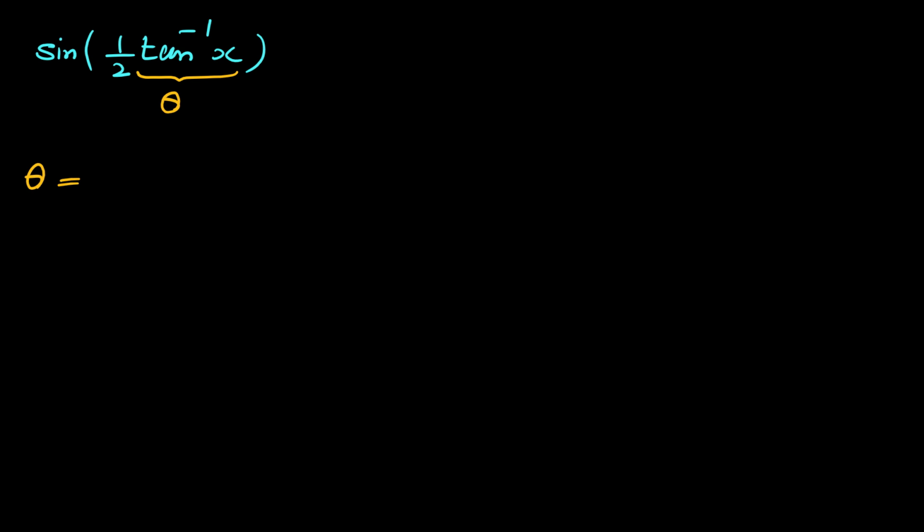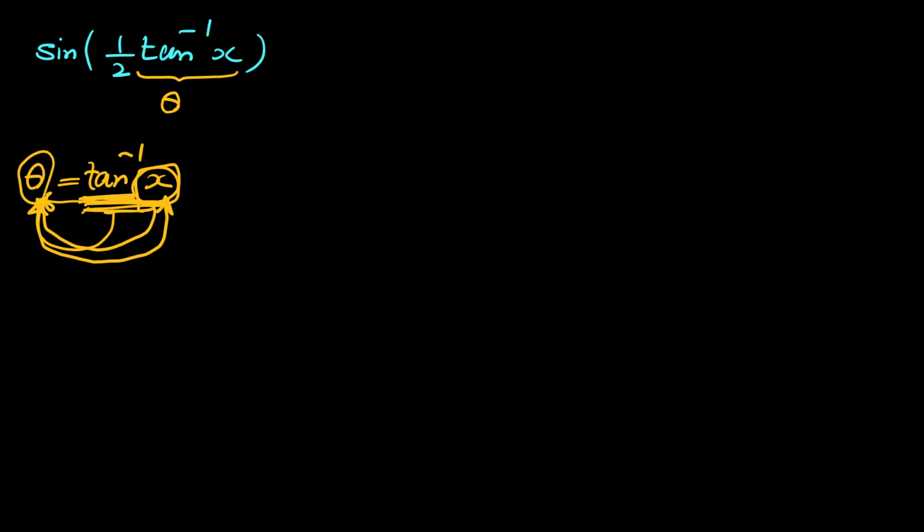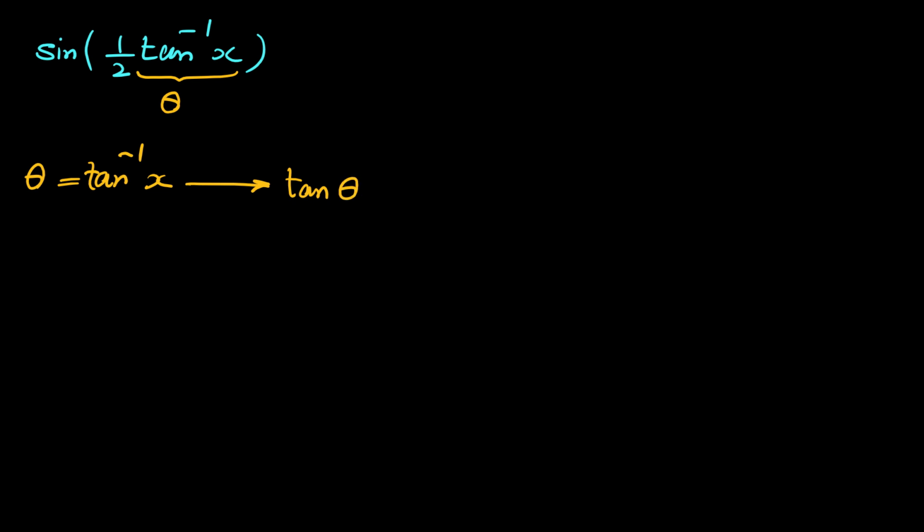So we suppose theta to be equal to tangent inverse of x. We know that the answer of a tangent inverse always is an angle. X is a number, but tangent inverse of a number is the angle corresponding to this number. Theta is an angle whose tangent is x. And immediately from this relation, we can conclude that because tangent inverse of x is theta, tangent of angle theta is x. This is the relation between theta and x.